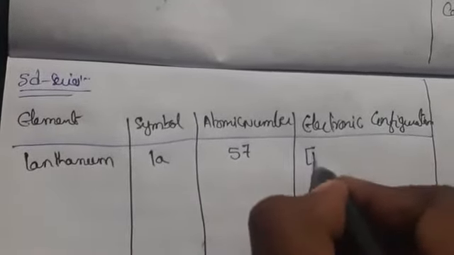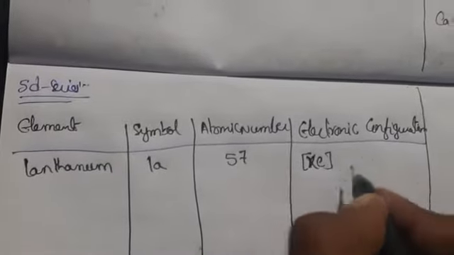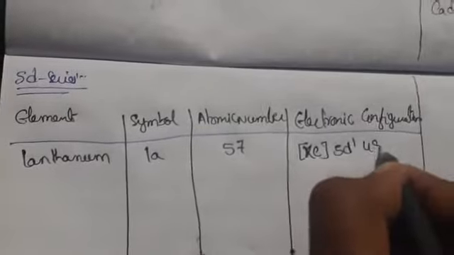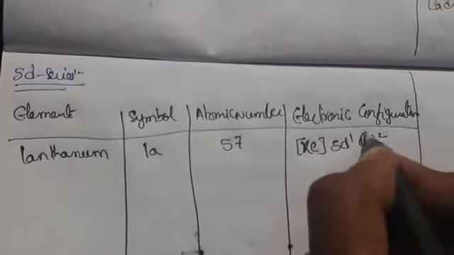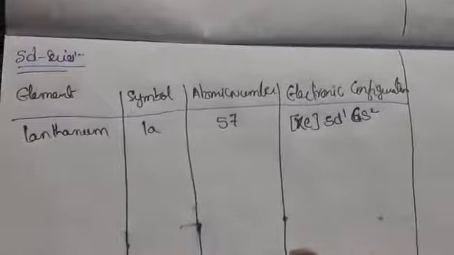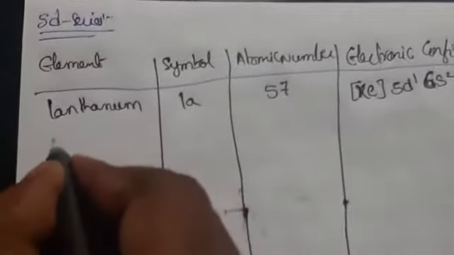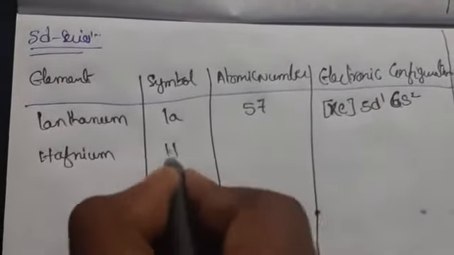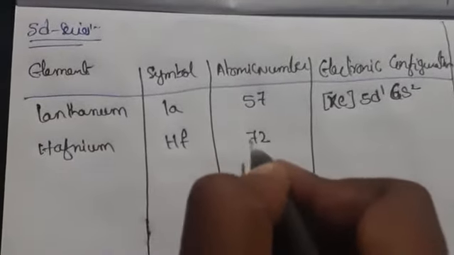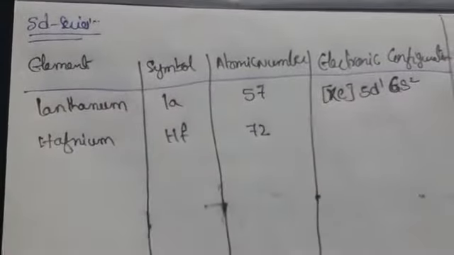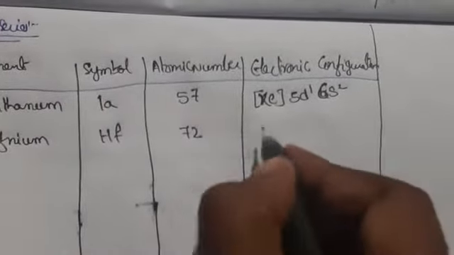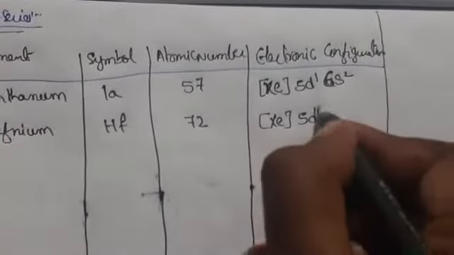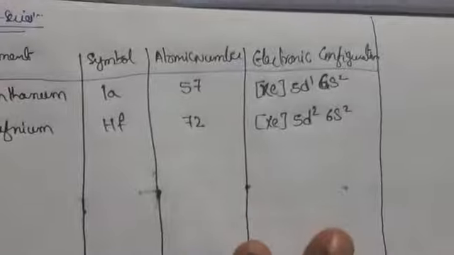Xenon, which has atomic number 54, 5d1 6s2. Okay, so next one we are having hafnium. Symbol is Hf, atomic number 72 here. So it is having xenon 5d2 6s2.